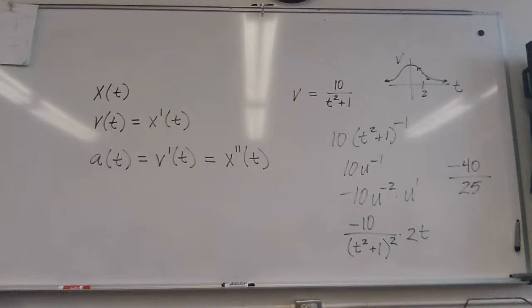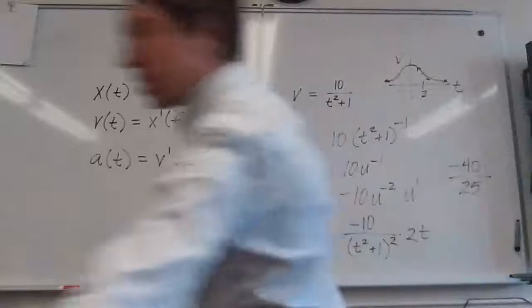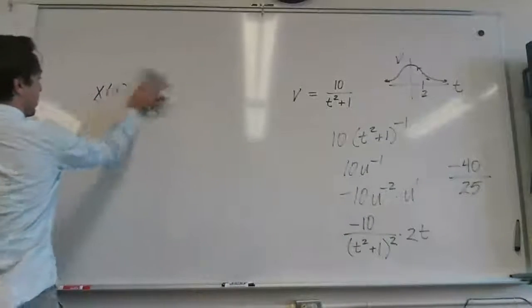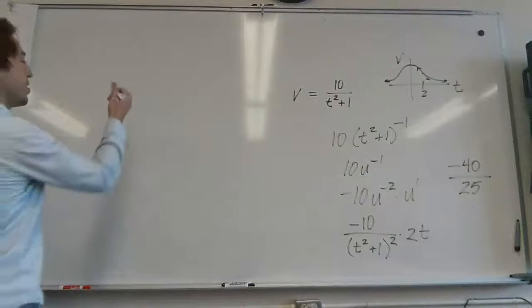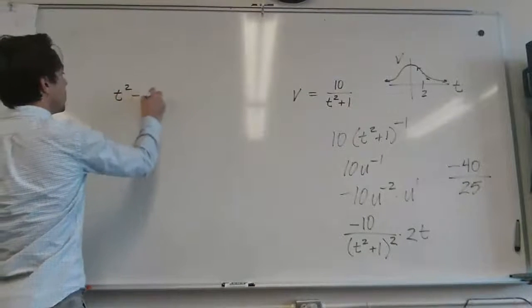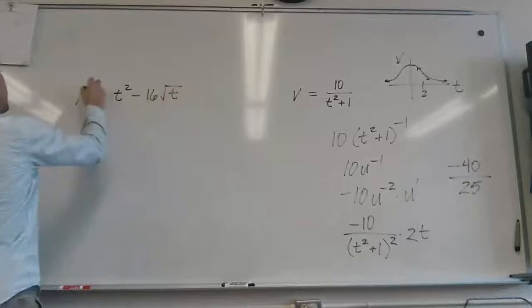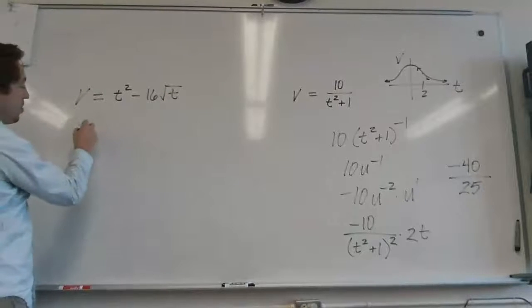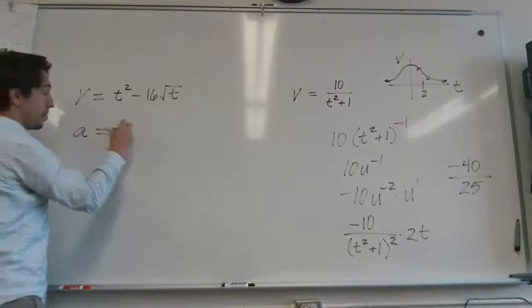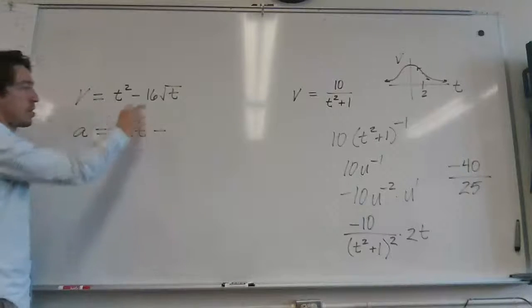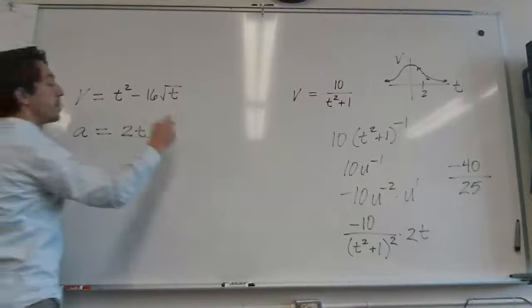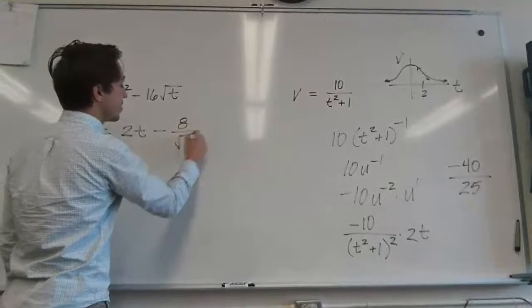Number 3. There's a velocity function. What's the acceleration at time 4? Same question, pretty much, just a different function. So let's look at that. T squared minus 16 root t is your velocity, right? My acceleration function would be 2t minus, what is this going to turn into? 8 over root t. Very good, yes.